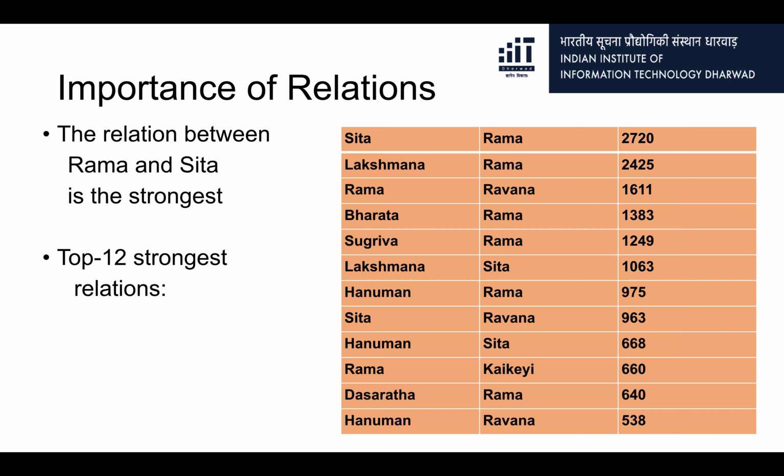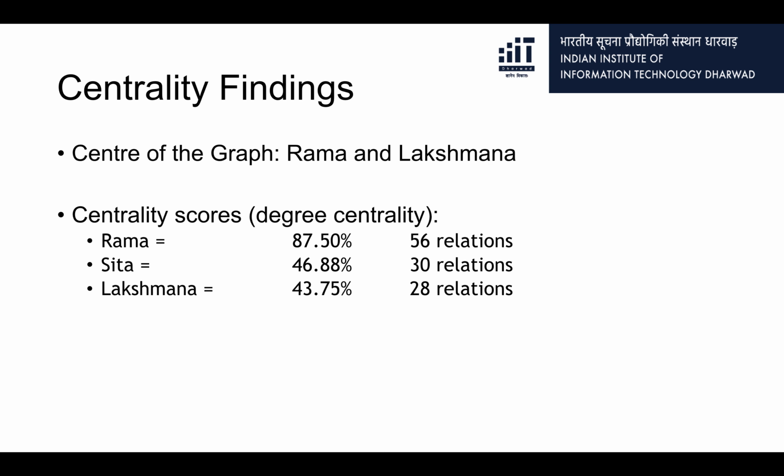Next is Lakshmana and Rama, Rama and Ravana, and so on. So, these are the 12 strongest relations in the Ramayana graph. Now, if we start computing centrality, the center of the graph is either Rama or Lakshmana. And in fact, Rama and Sita and Lakshmana figure in as top in all the possible measures.